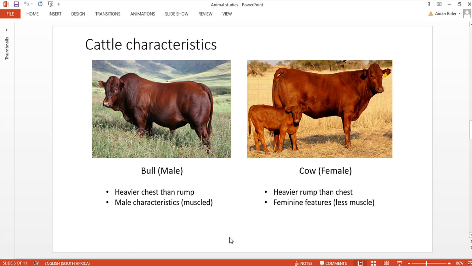The female, in contrast, has a heavier rump, a big behind, and a small chest area because the calf needs to fit through the hip joints when it is born. So they are bigger on the back side than on the front, and they look feminine. You can see the head is really feminine and delicate compared to the bull's head. He has much more muscle and looks butch, tough. But the female, or the cow, has less muscle and looks more feminine.